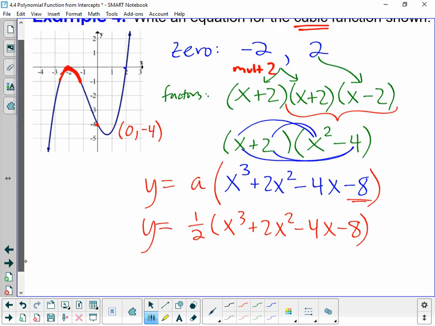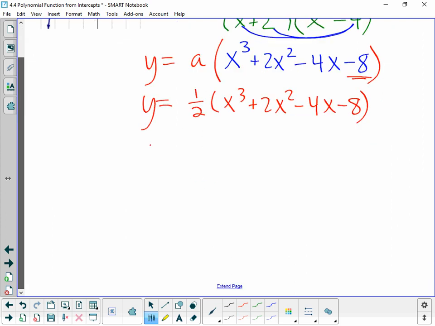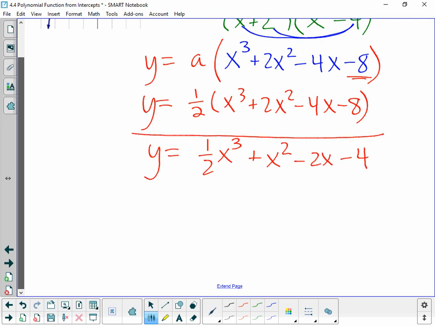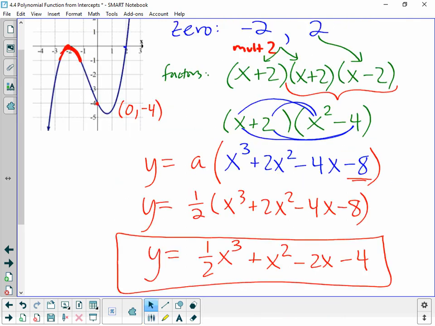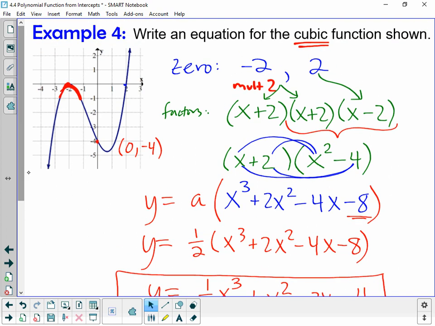And we should distribute that 1/2. x to the third. Half of 2x squared is just a 1x squared. A half of 4x is -2x, and then finally we have -4. So here is our function in standard form that has a y-intercept of -4, and it has zeros as shown on the graph.